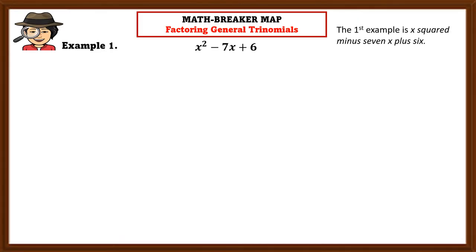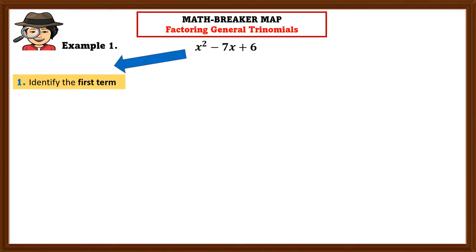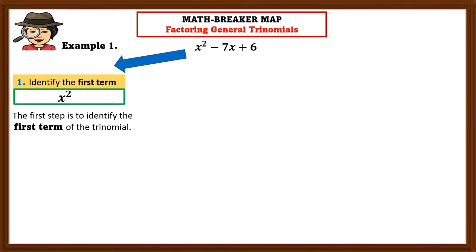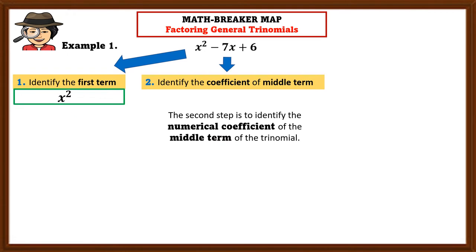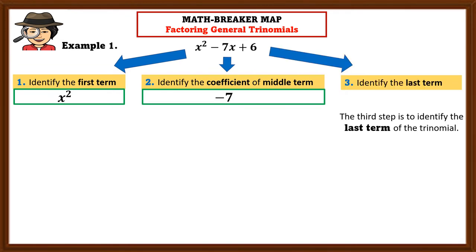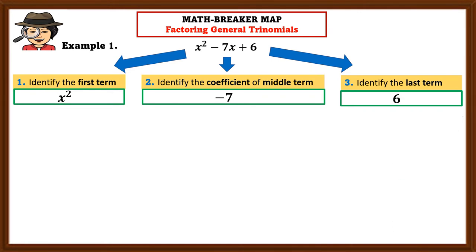For the first example, we have x squared minus 7x plus 6. Take note, this is in the form of x squared minus bx plus c, wherein the sign of the middle term is negative. For step 1, we identify the first term of the trinomial, that is x squared. The second step is to identify the numerical coefficient of the middle term, that is negative 7. The third step is to identify the last term of the trinomial, that is 6.